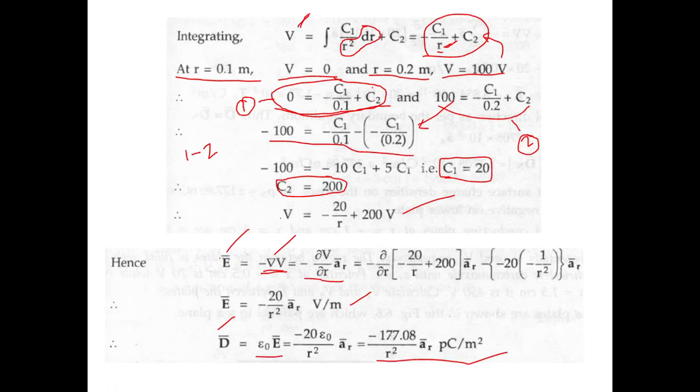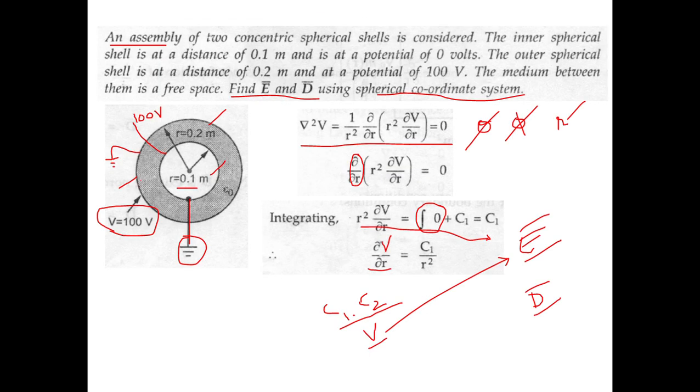Only thing is the equation will change here. The values of C1 and C2 will change. If C1 and C2 change, the E vector will change and the D vector also will change. Try to interchange the voltages and solve that problem just for your understanding, right?